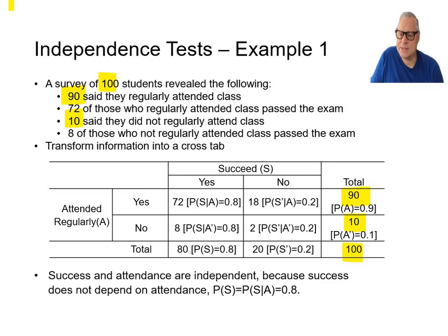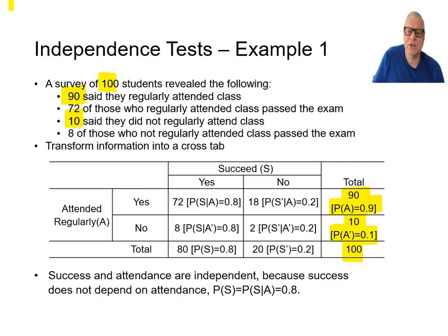Okay, so now we can say that the probability that a randomly selected student is a regular attender, the probability of A, well, that's 0.9. And the probability that a randomly selected student is not a regular attender, so that's the complement, the probability of A prime, that's 0.1.